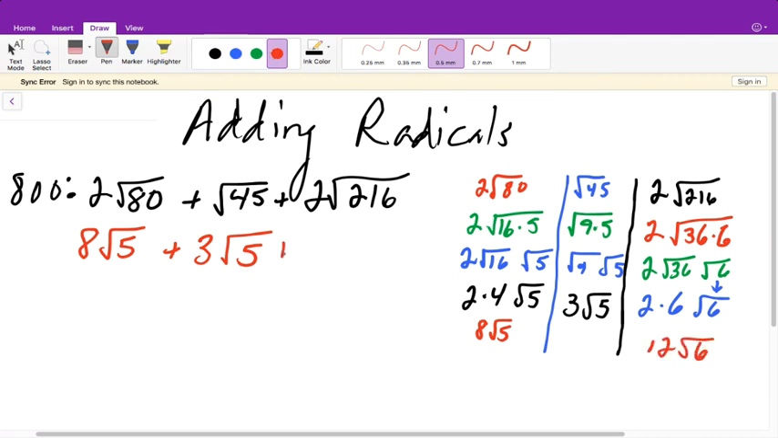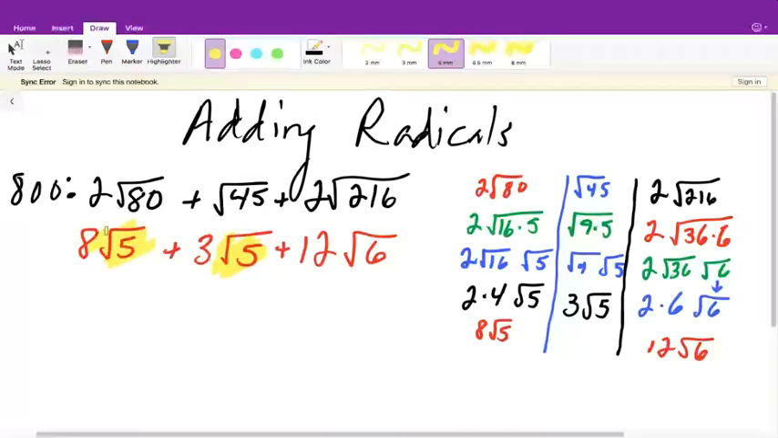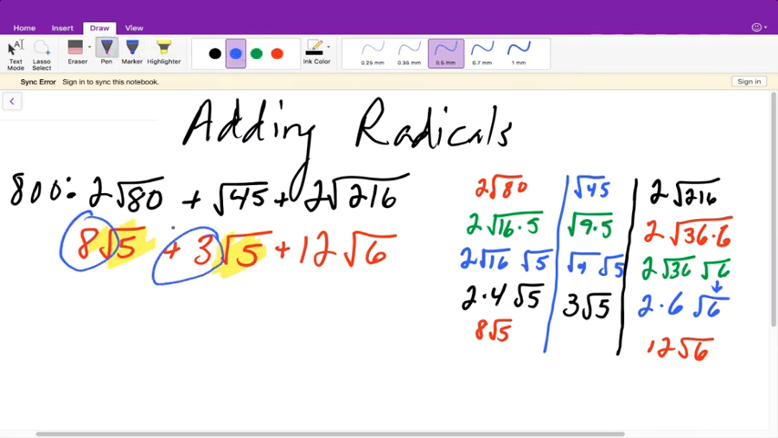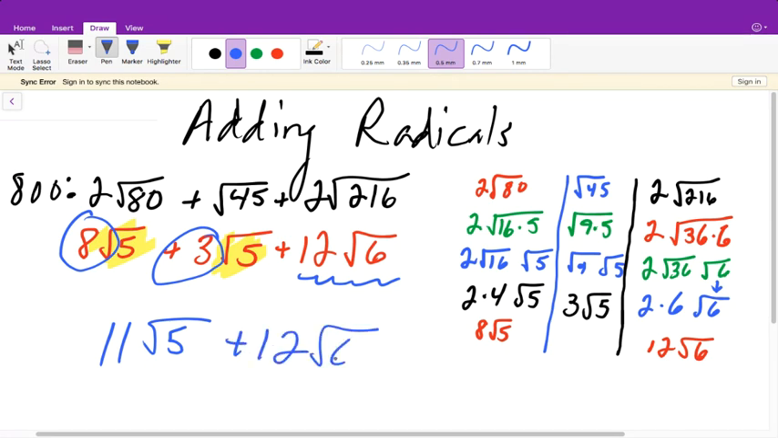So now this gets written here, plus 12 times the square root of 6. Now we look and see, do we have any like radicals? If we do, we add them. Well, square root of 5 and square root of 5, they are the same. So we will add these together. 8 plus 3 is 11 times the square root of 5. And since this is just its own radical with no like terms, it just remains 12 times the square root of 6. And that is your final answer.